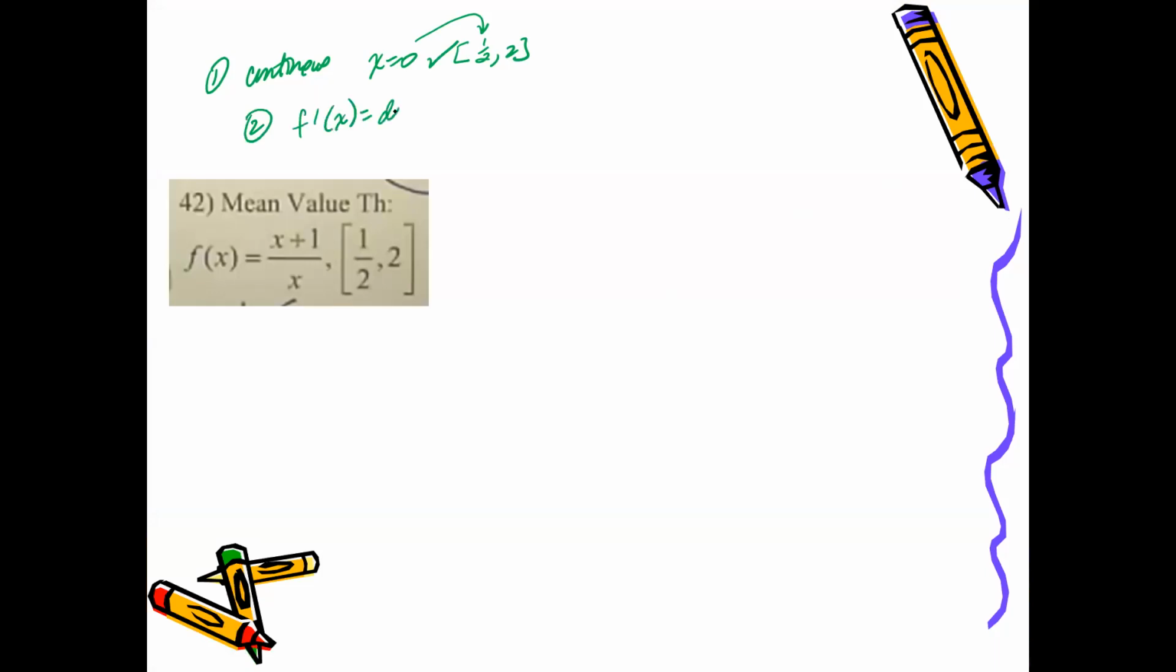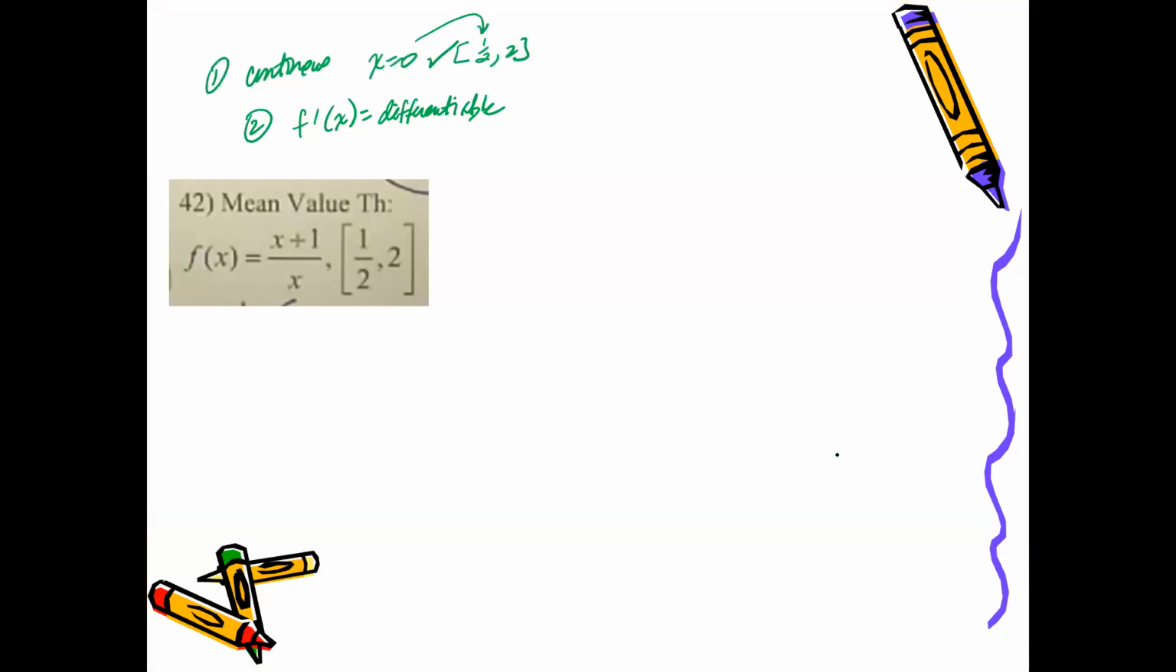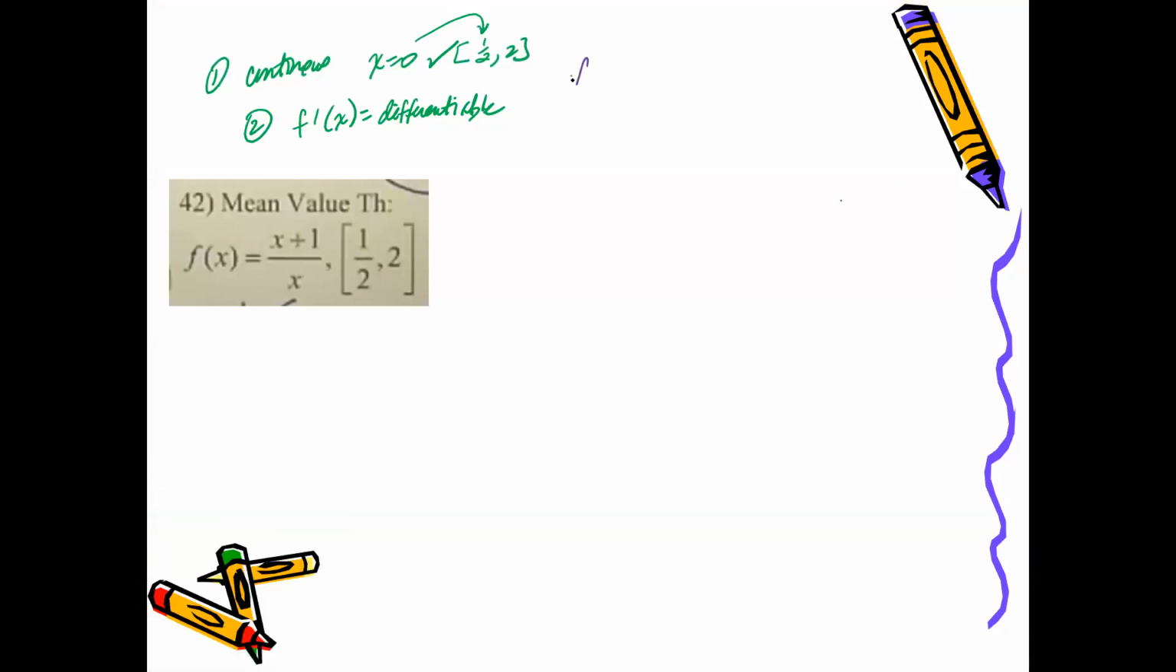f prime of x means, is it differentiable? Meaning, can I find the derivative f prime of x with this? If you look at this, you will have to use the quotient rule. So I'm going to set it up as f equals x plus 1, f prime is 1, g is x, g prime is 1 as well, and then g squared is just x squared.